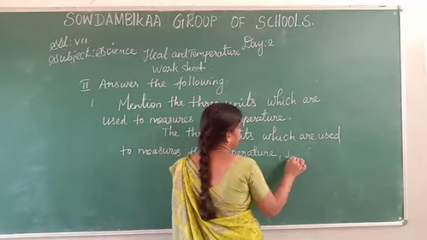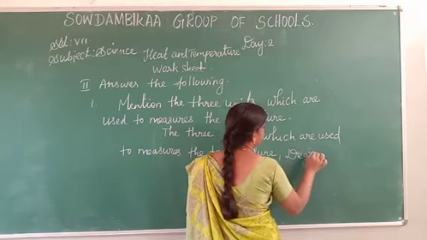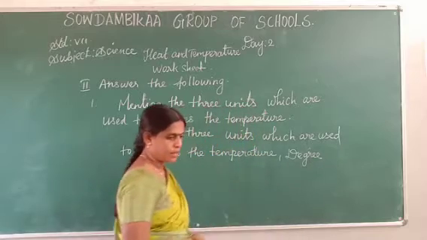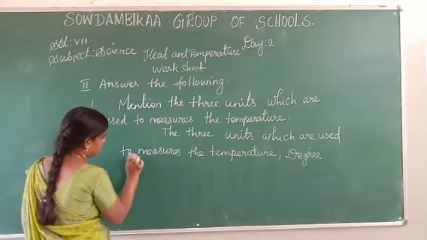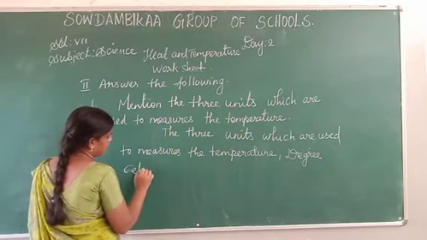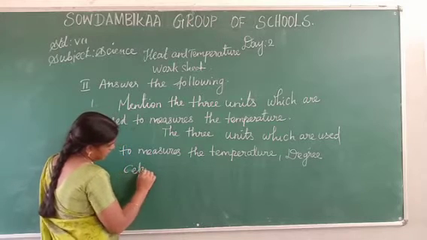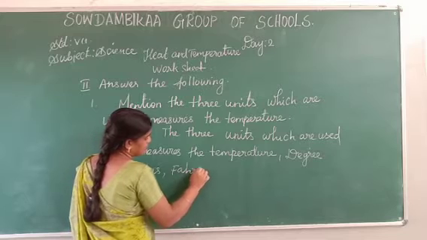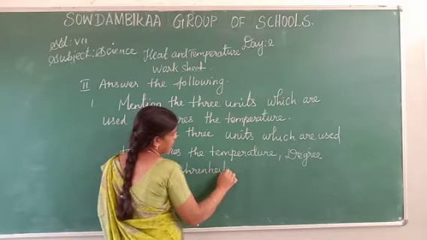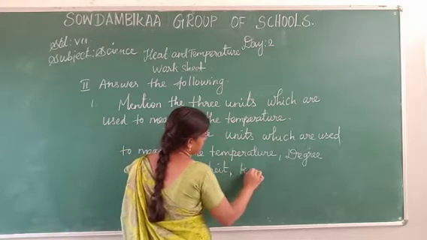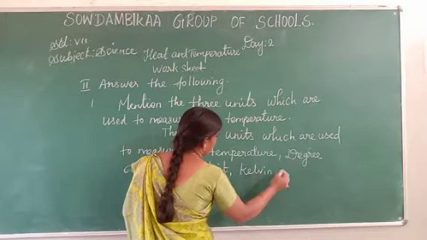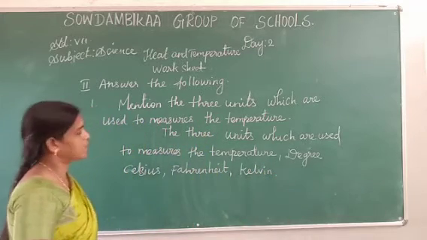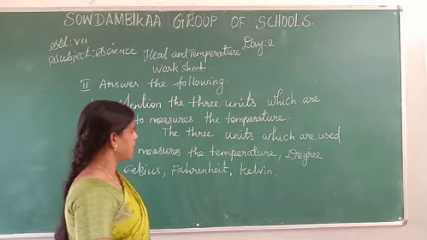Okay. Degree, D-E-G-R-E-E. Celsius, C-E-L-S-I-U-S. Fahrenheit. The last one is Kelvin. These are the 3 units to measure the temperature. Yes, all are clear about this one.